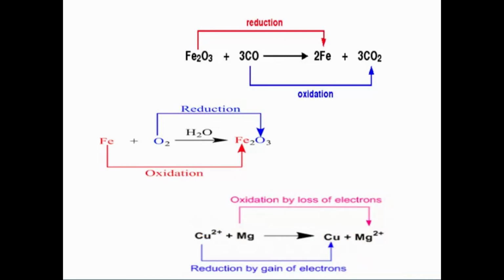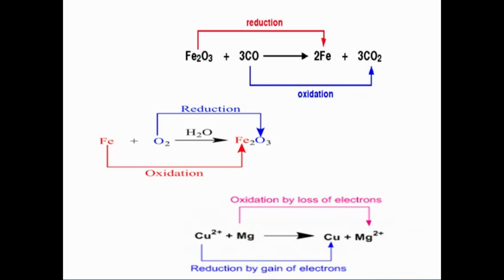And in case of Mg, here we don't have any charge, but in this case we have a charge of 2 plus. It means Mg must have given 2 electrons. So because there is loss of electron, therefore in case of Mg oxidation has taken place.